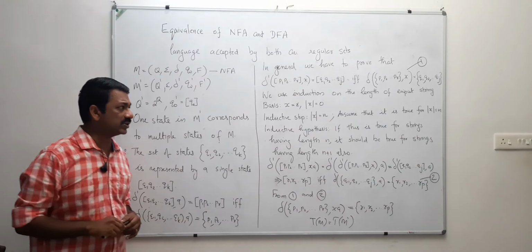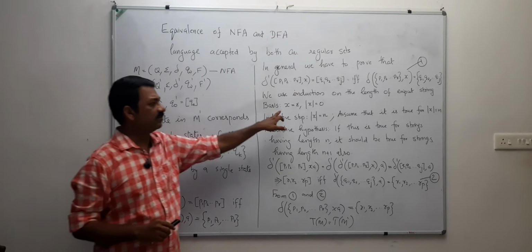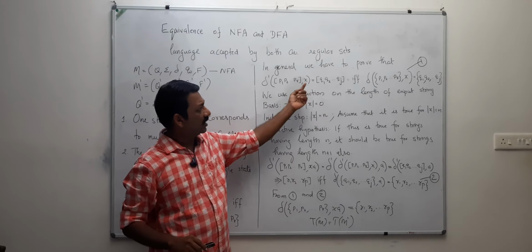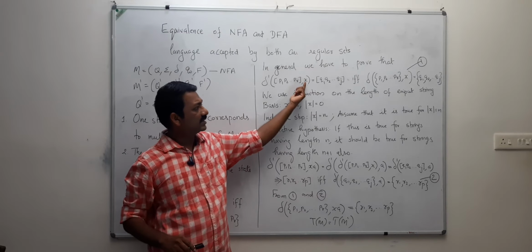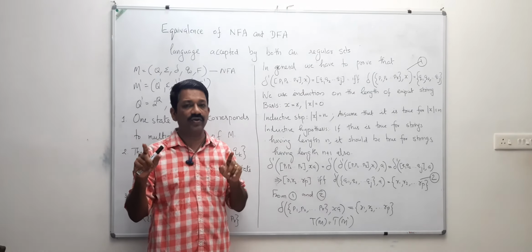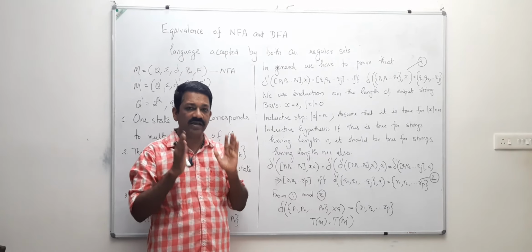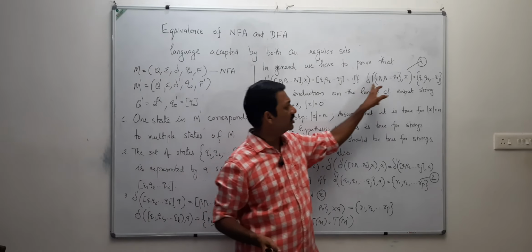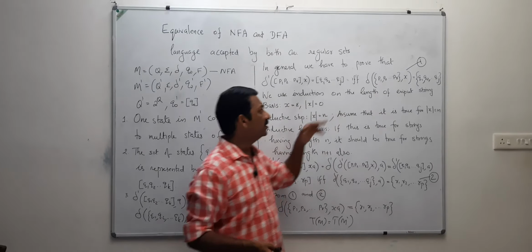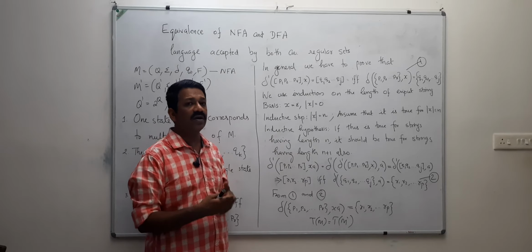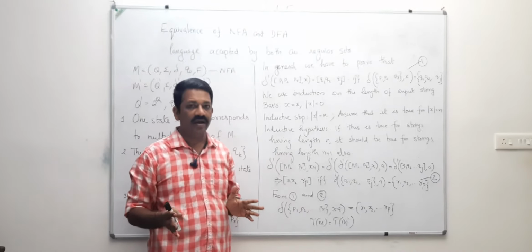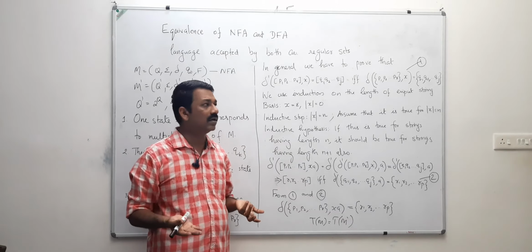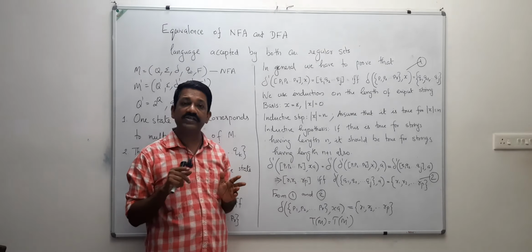Here we are going to use induction on the length of the input string. For x is equal to 0, that is, modulus of x is equal to 0, meaning the length of the input string is 0, we have to prove that this is true. That means this is the condition you have to prove. Then we assume that this is true for modulus of x is equal to n, and once it is true, we will prove that it is true for modulus of x is equal to n plus 1.